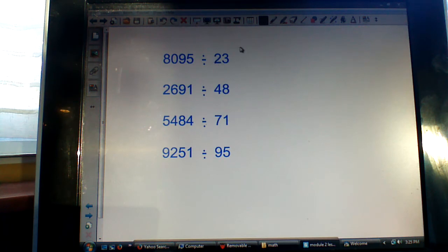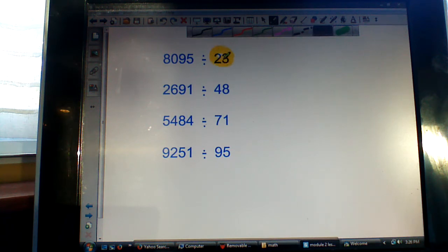Now we're working with these numbers. So what everyone is going to do right now is round the divisor. And in each problem, that's what you're doing first. Okay? You're rounding the divisor. Take a minute, hit pause, do that, come back, and we're going to work through the problems.